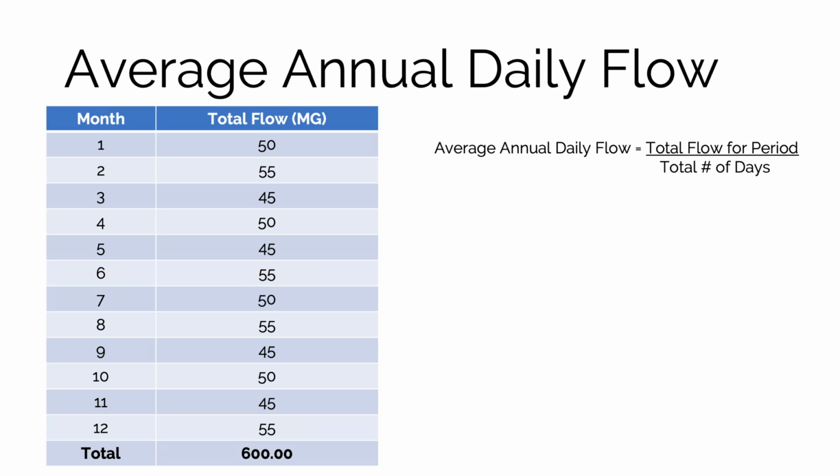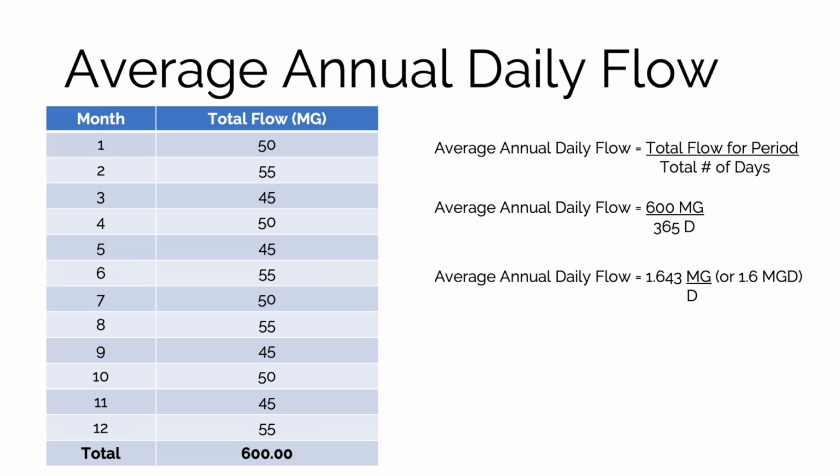Again, we have to do some conversions here. We add up our flow, which fortunately has been done for us already here, 600. And then we have to remember there's 365 days in a year. So if we work that out, we end up with 1.64 mgd. Just sort of an aside, something that you're probably going to need to look at at some point.